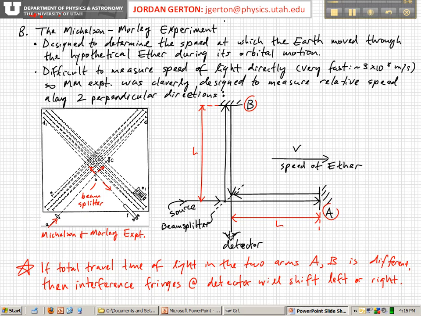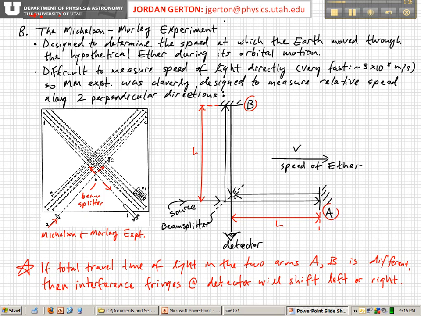Now, if the total travel time of the two light waves in A and B are the same, then those interference fringes will be centered in the detector, or can be made to be so by the experimentalist just by calibrating the instrument. But if the total travel time of the light waves in these two arms are different, then that interference pattern, the interference fringes, will shift left or right.